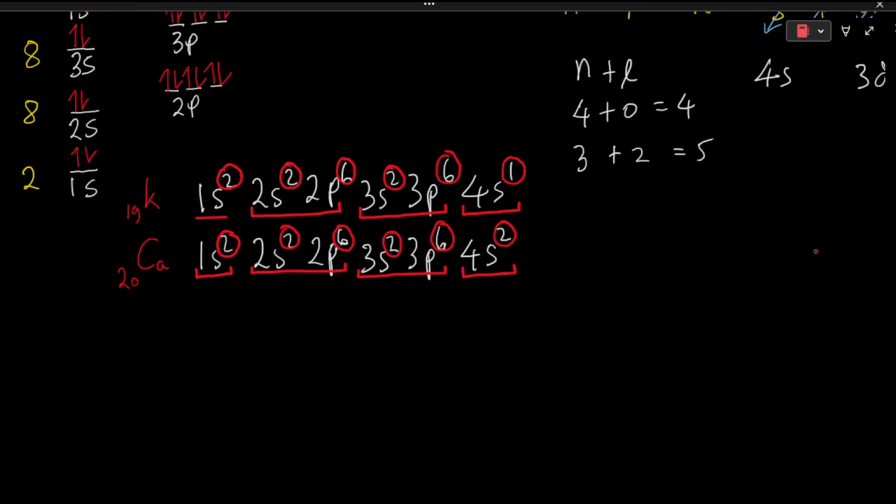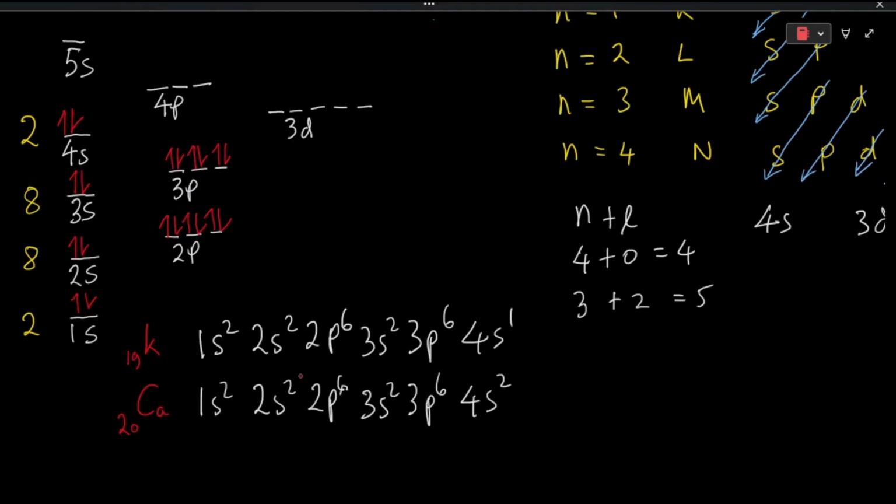4s1, which translates into 2, 8, 8, 1. And calcium is 1s2, 2s2, 2p6, 3s2, 3p6, 4s2, which translates into 2, 8, 8, 2. So this is the end of my video.